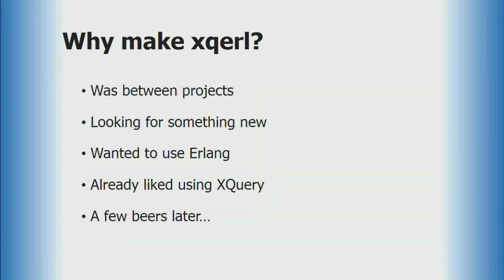So why did I make Squirrel? Well, I was in between projects, and I was looking to do something new, something that wasn't out there. I'd seen XQuery implementations, but not in Erlang. I think OCaml is maybe one, a lot in Java, C, C++, and Haskell. But no Erlang. So I was like, okay, that's new.